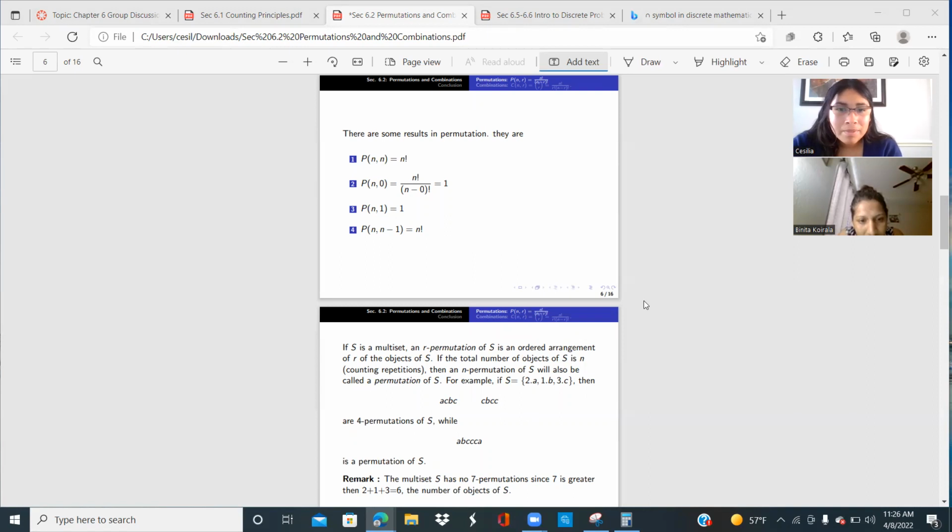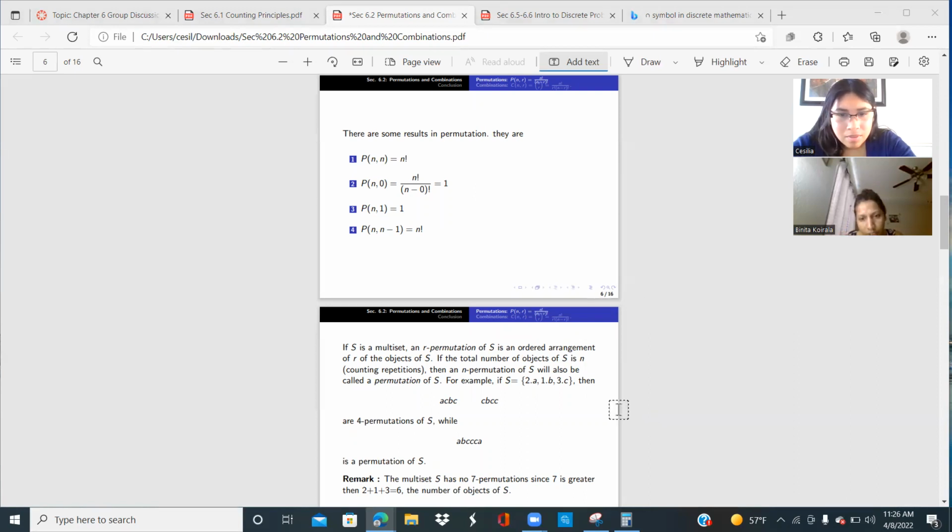Okay. If S is a multiset, an r-permutation of S is an ordered arrangement of r of the objects of S. If the total number of objects of S is n, counting repetitions, then an n-permutation of S will be called a permutation of S.